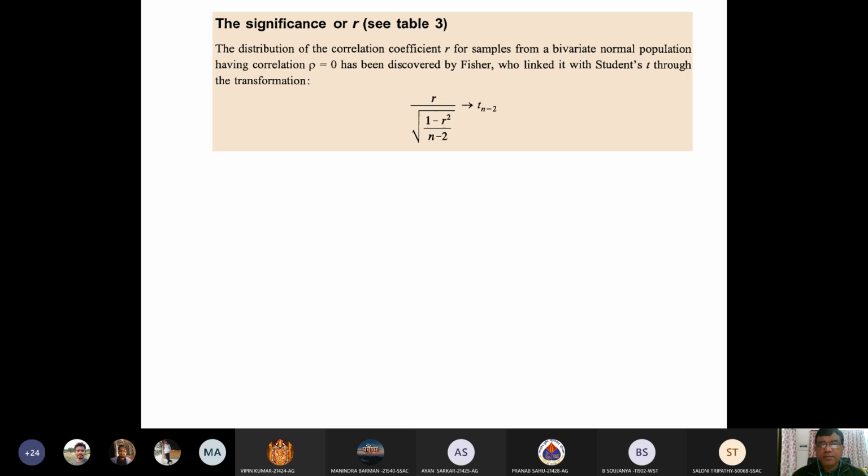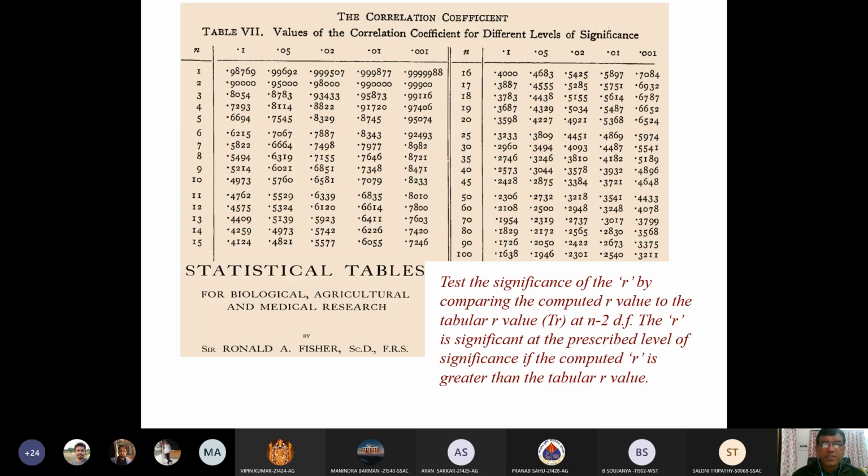With this relationship, he has developed some tables. Through these tables, you can directly see whether the correlation coefficient is significant or not. But you have to look at n minus 2 degrees of freedom. Suppose you have analyzed 4 pairs of observations, then n minus 2 means 2. So at 2 degrees of freedom and 5% level of significance, the table value of r is 0.950. If your calculated value is more than 0.950, then it is significant, otherwise it is non-significant.